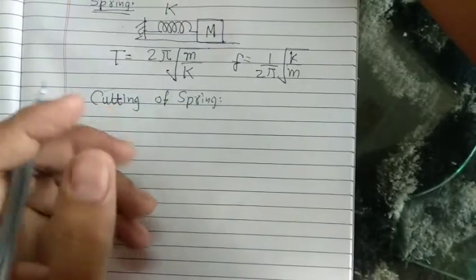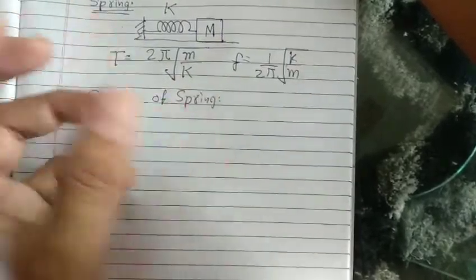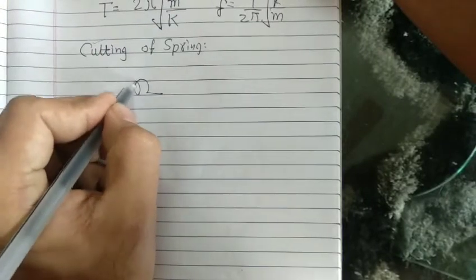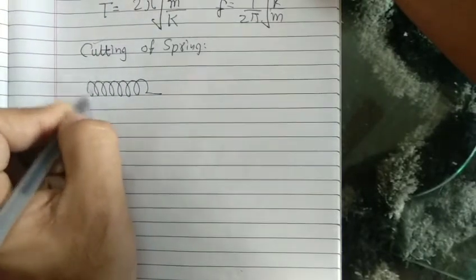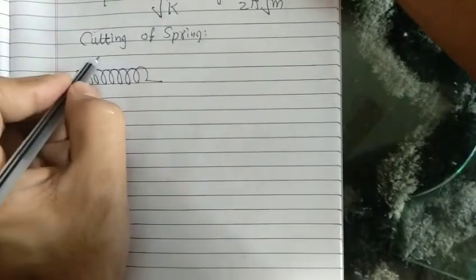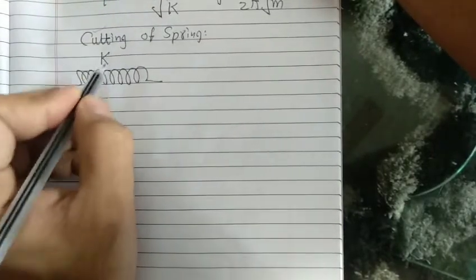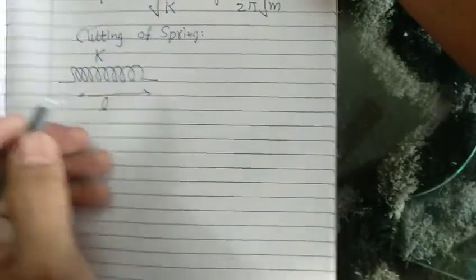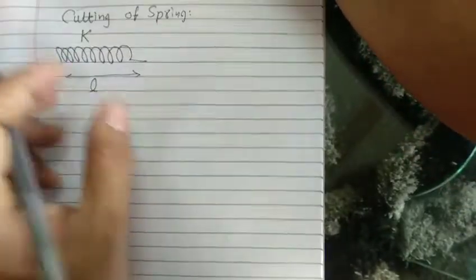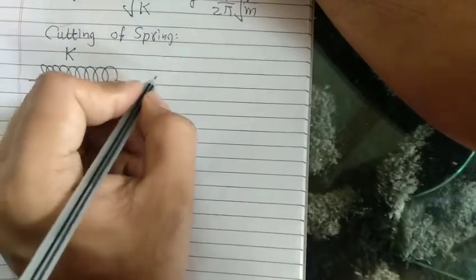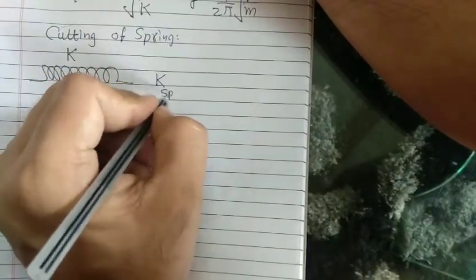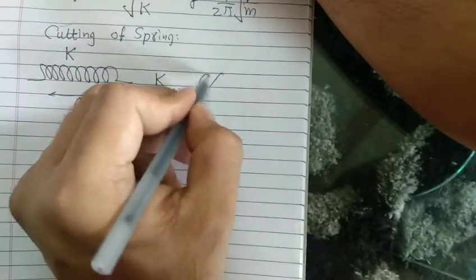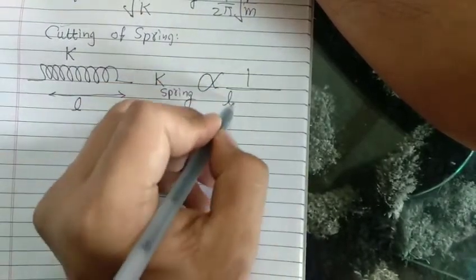Okay, let's see what happens when you cut the spring into 2 parts or 3 parts. Imagine that we have this spring. It's the original spring. Its constant is K. K is the spring constant, and the length of this spring is L. Now, what happens? It is a simple rule that K of a spring is inversely proportional to the length of this spring.